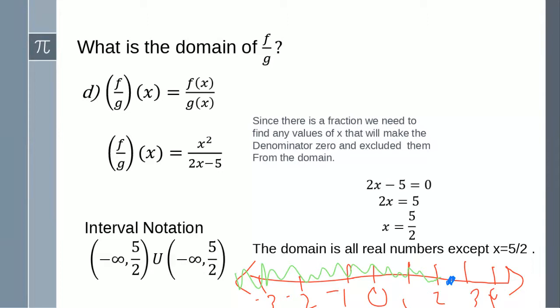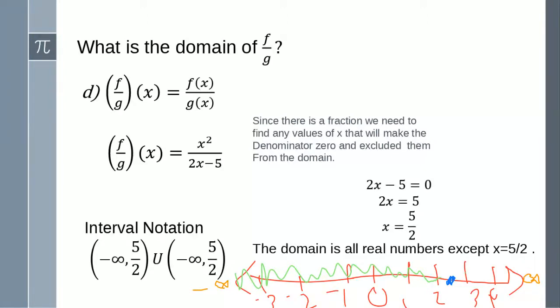And to represent all of these numbers in green, we use the negative infinity. Okay, so we write negative infinity here. And then we get to the 5 halves. So there should be 5 halves here. And we use the parentheses because we do not want to include that number. Because if we include it, we get 0 in the denominator. So we take this away, but then we have other stuff on the right side. So that's where the union symbol comes in. And as Mr. Carizales says, it stands for and. So the math term is the union sign.